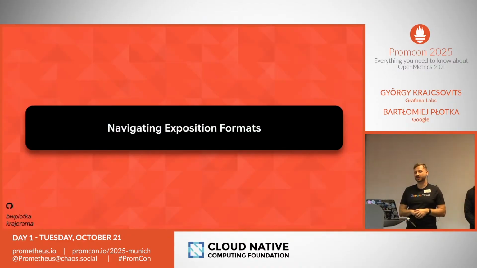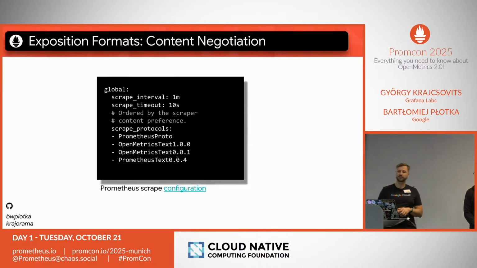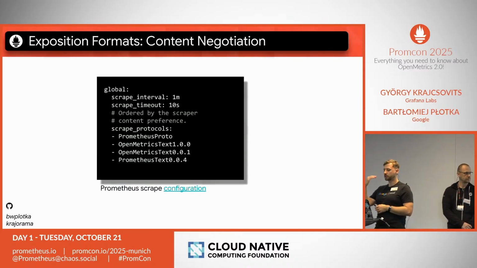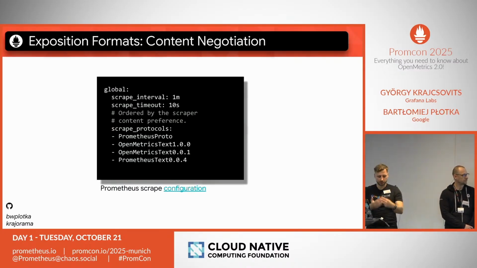Okay, so let's talk about exposition formats. What do you need to know about them? Well, the first thing is that there are different flavors you can use in Prometheus to collect your metrics, notably multiple versions of text and a protobuf. For example, this is a snippet of Prometheus configuration, recently added, that allows you to configure the preferences of scrape format from the scraper perspective, globally or per scrape job. Prometheus will use this configuration for content negotiation.